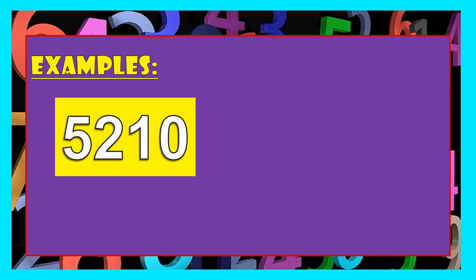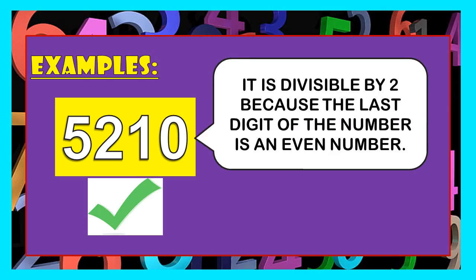Isa pang halimbawa. 5,210. Divisible ba kaya ito sa 2? Tama. Divisible siya sa 2. Bakit? It is divisible by 2 because the last digit of the number is an even number. So, tingnan niyo yung last digit. Ano yung last digit niya? Tama kayo. Ang last digit niya ay 0. Ang 0 ay even number.